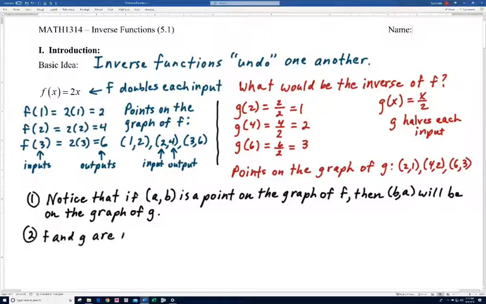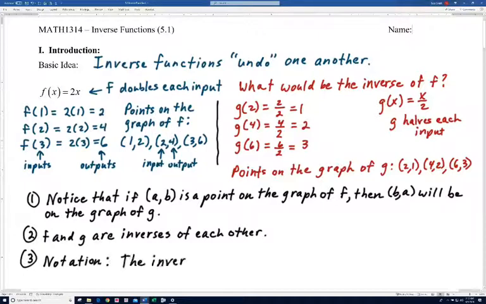The second thing I want to mention is f and g are inverses of each other. I could have started with g, and the inverse would have been f. And then finally, there's a notation that we use for inverses. The inverse of f is f inverse. So that's how we write the inverse. We read that f inverse. Now be careful here that the -1 has nothing to do with exponents. It's just a notation for the inverse of f, or what we call f inverse.